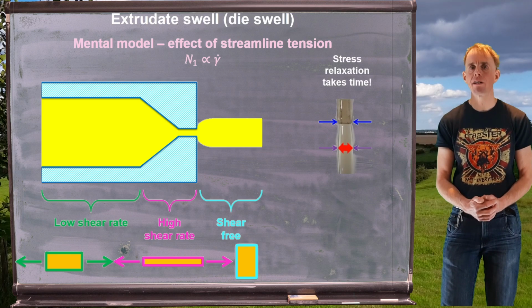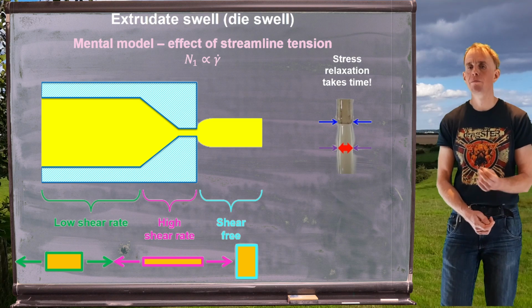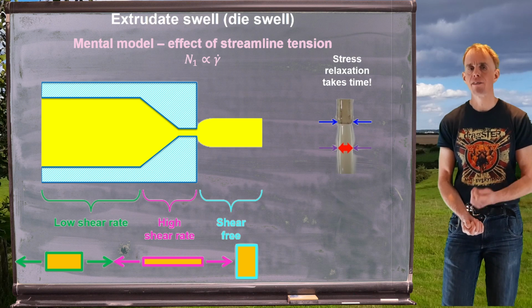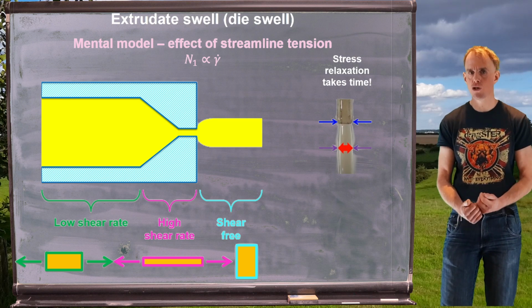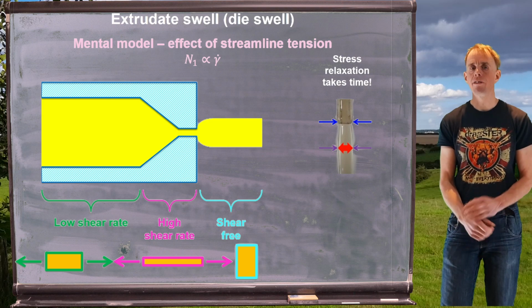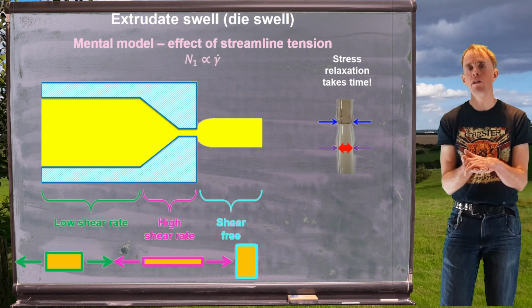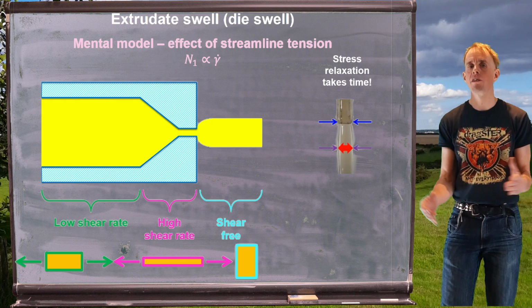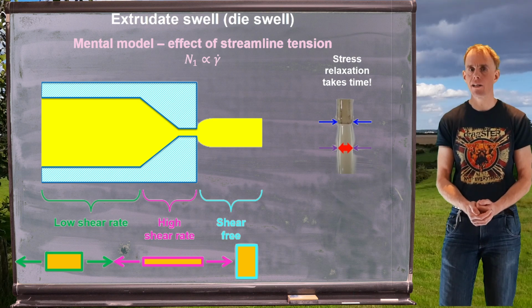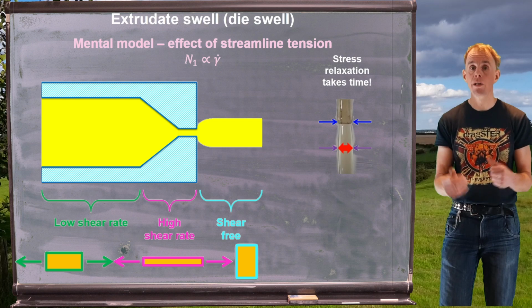And if we think back to previous lessons, we know that relaxation is not immediate. It happens over a time scale. And depending on the length of that time scale and the speed of extrusion, we may find, as shown on the board in that picture, that the maximum diameter point may occur some way after the die because it takes time for that streamline tension to fully relax, hence for that polymer to fully swell.